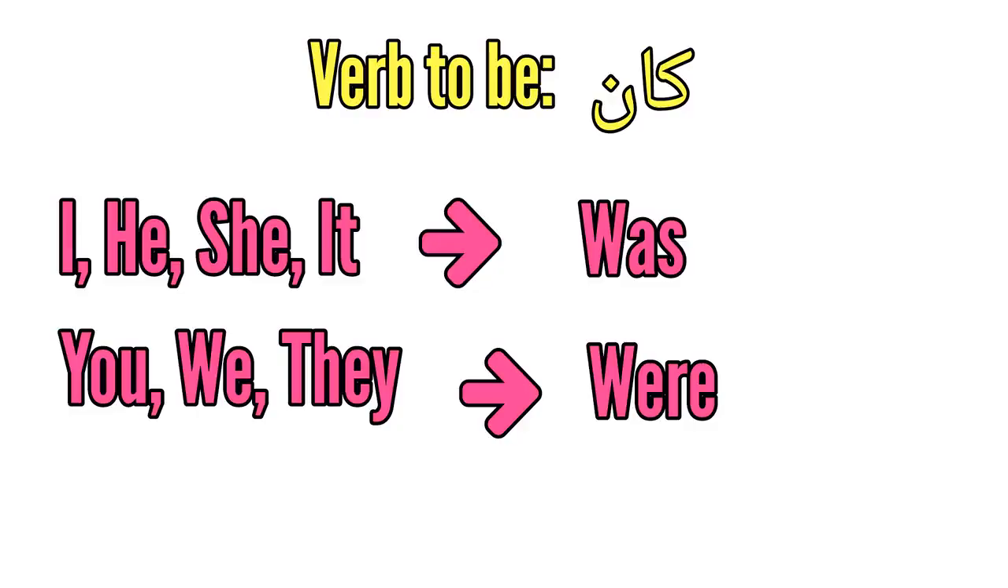The verb to be, which means كان. With I, he, she and it we use was. We say I was, he was, she was, it was. And with you, we and they we use were. We say you were, we were, they were.